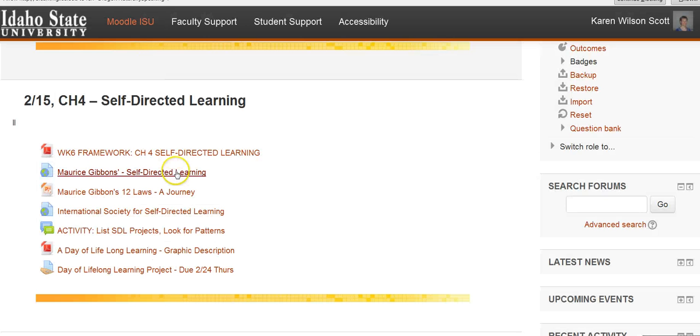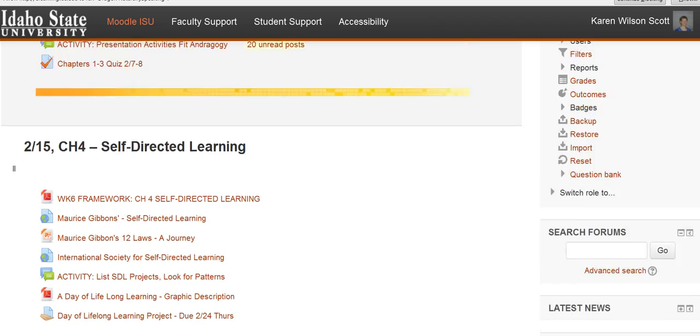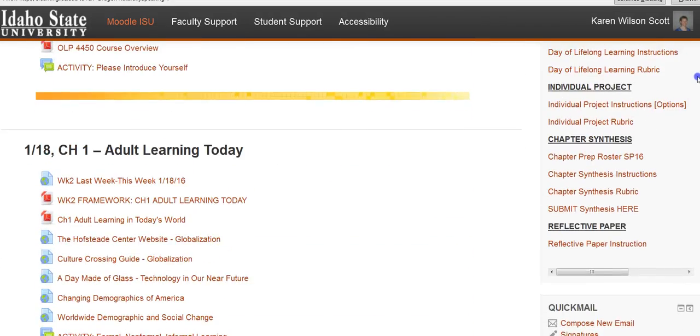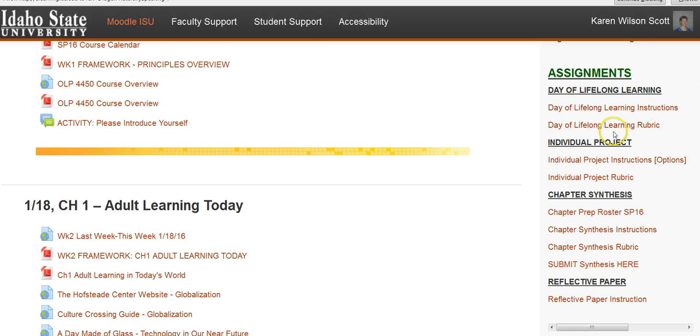All right, let's go back to our website. And so here is our activity where you will look for the patterns. Here is where you're going to go for the self-directed learning, and here's Gibbons's 12 laws. Again, the Day of Lifelong Learning graphic description is right here, and the Day of Lifelong Learning portal to submit your project on the 24th, so a week from this Thursday, is when that is due. More information about that is available right up here in our Day of Lifelong Learning project.